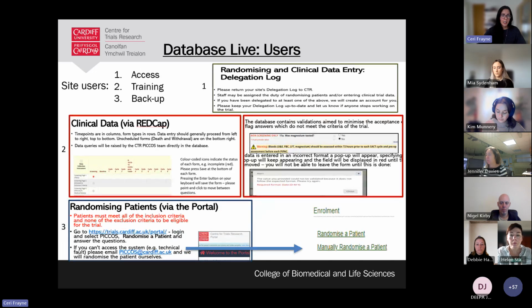So once live, user access can be granted. As per example 1, the delegation log shows who can enter data at site. Investigators are given access to the database once the trial is open to recruitment, and data is returned prior to final database lock. All users are trained in the system's data flow, entry, form triggers, validations, data, and data query resolution. And this is done via site initiation visits and hard copy guides and/or training videos.